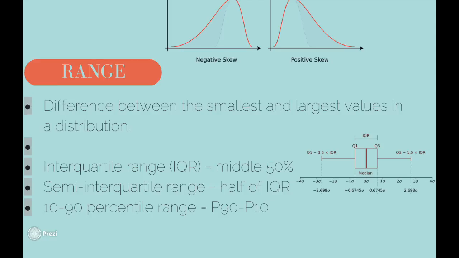Range is the difference between the smallest and largest values in a distribution. Certain terms like interquartile range describe the middle 50%, semi-interquartile range describing half of the interquartile range, and a 10 to 90 percentile range, P90 to P10. Take a look at this diagram.